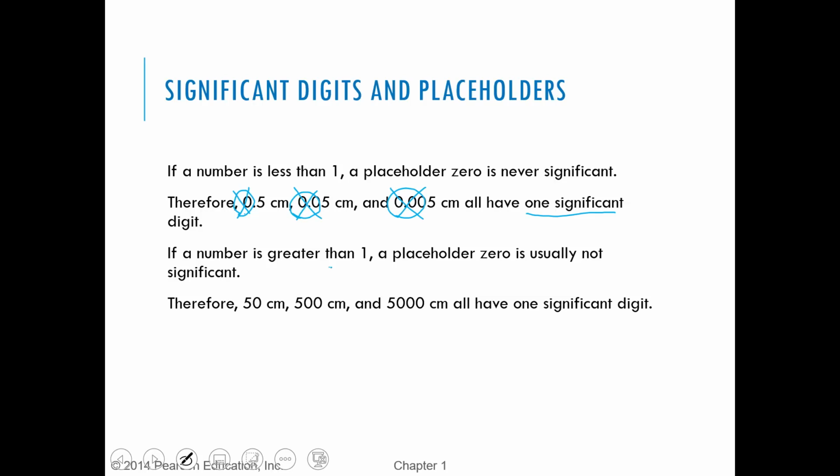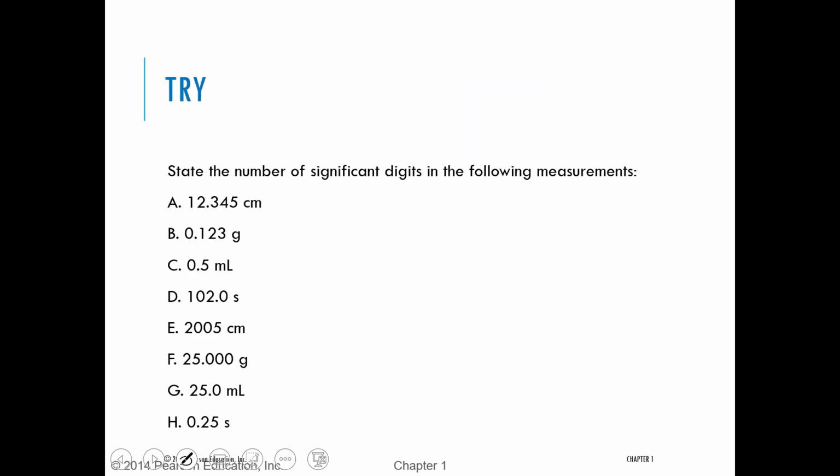Now, if a number is greater than 1, like 50, 500, 5,000, these are now trailing zeros and to the left of a decimal. Also, those are not significant. So they all have 1 significant figure. So hopefully some of those examples helped.